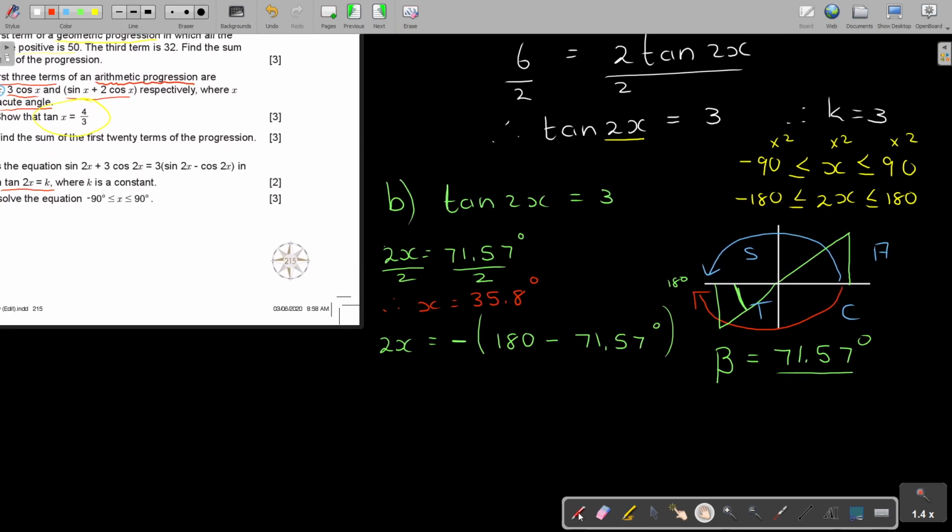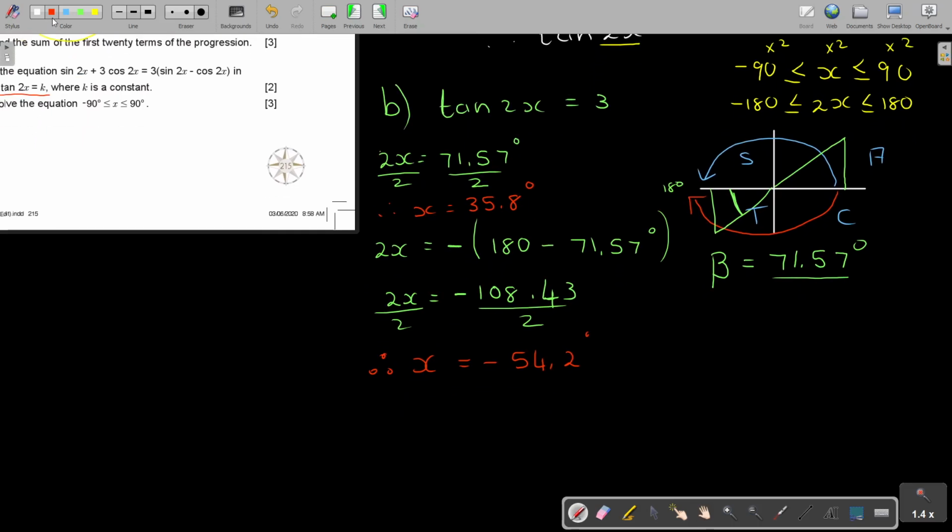And then for this one, I'll put the value in between first and say 2x equals, if I subtract and keep the negative in front, negative 108.43. Then I divide by 2. So therefore, x is negative 54, 1 decimal place, 2. So you say therefore, x is 35.8 degrees, or x is negative 54.2 degrees. And that's how you do it. In the next video, I will do the rest of this revision exercise.